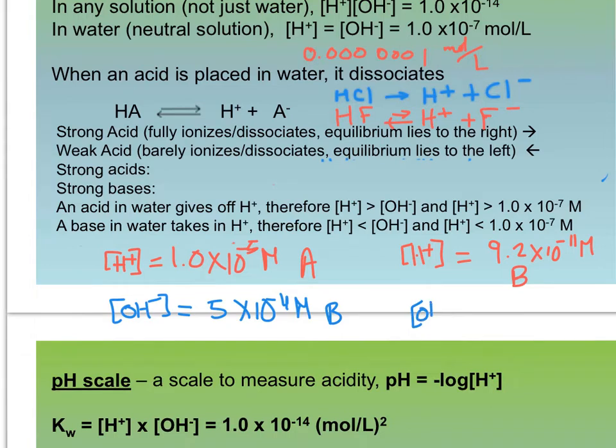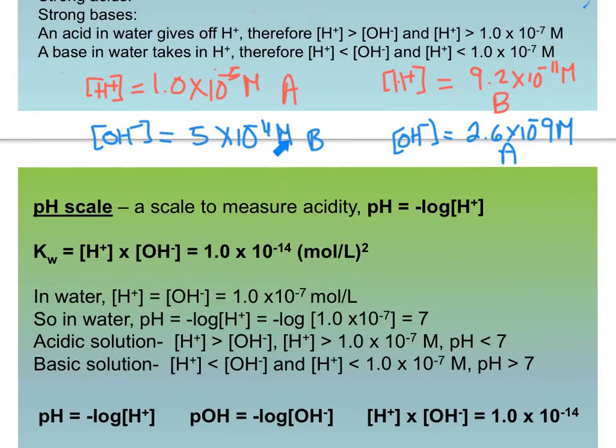Let's do one more. What if my hydroxide ion concentration was 2.6 times 10 to the negative 9th molar? Let's see. This number is much smaller than 1.0 times 10 to the negative 7th. So that means I don't have very much hydroxides compared to neutral. So that means that it's an acidic solution. So again, you should be able to look at just the concentration of either the H plus or the OH minus and be able to predict if it's acidic or basic or neutral.